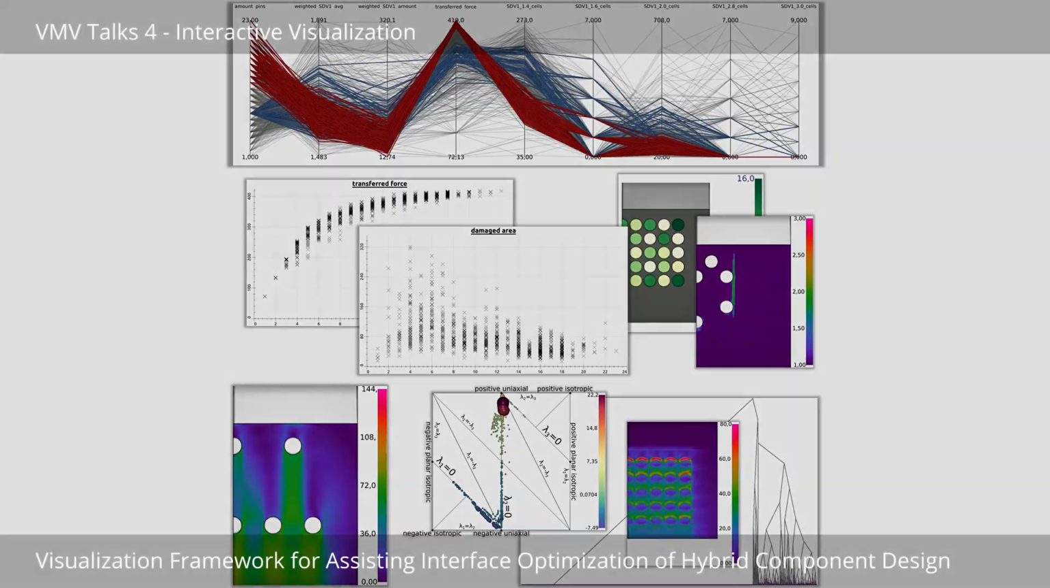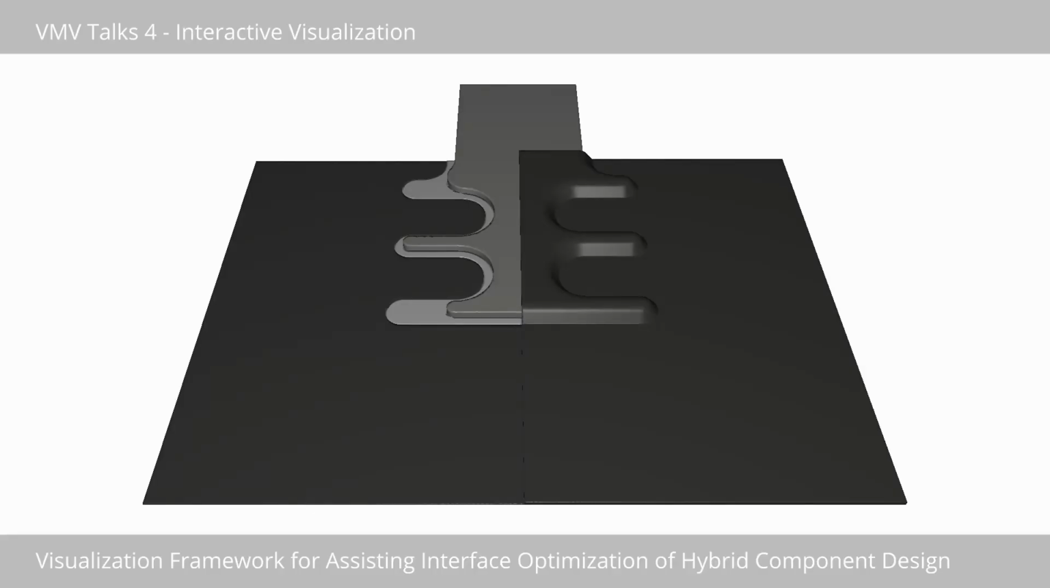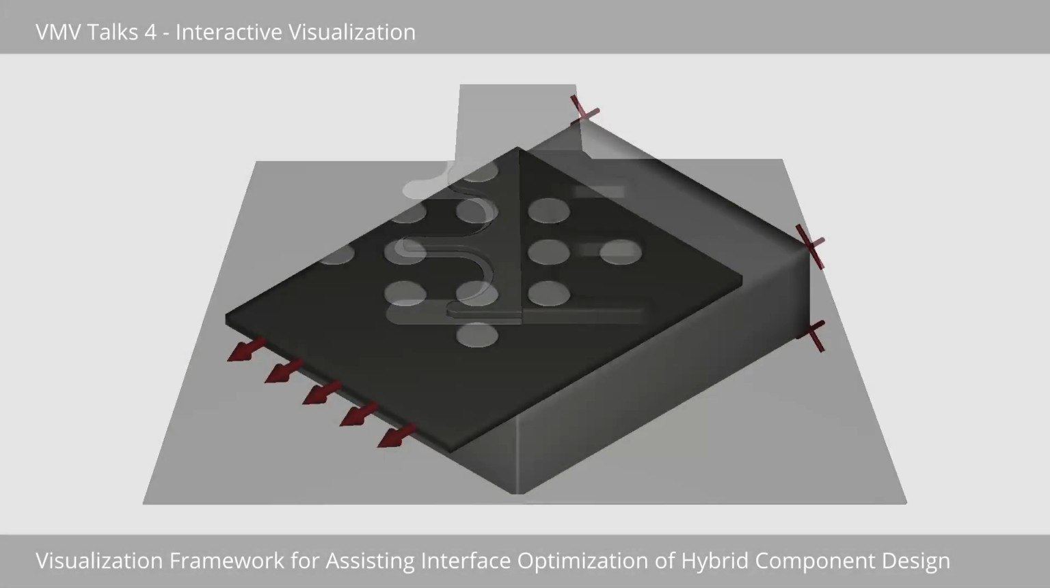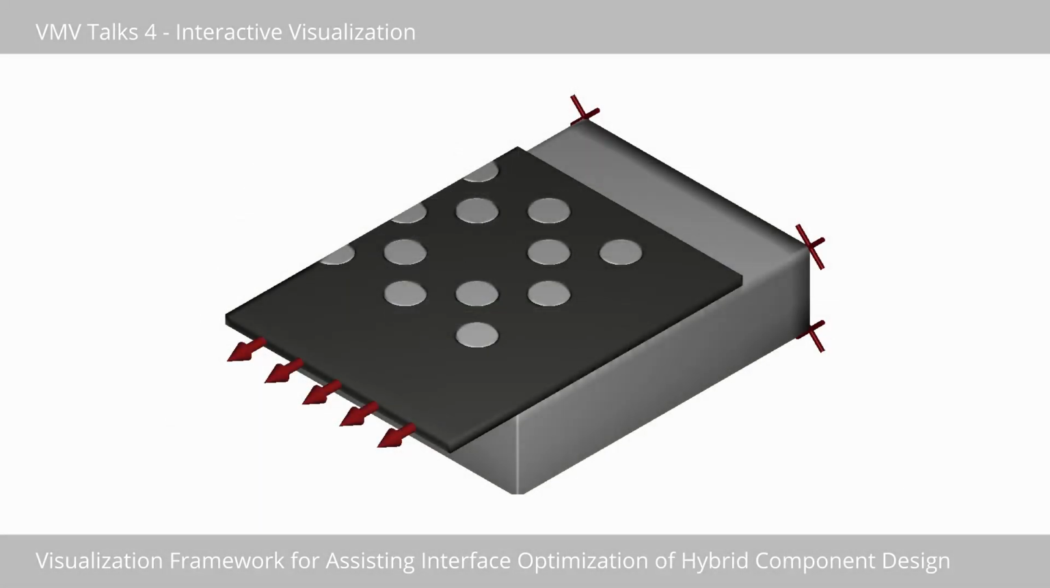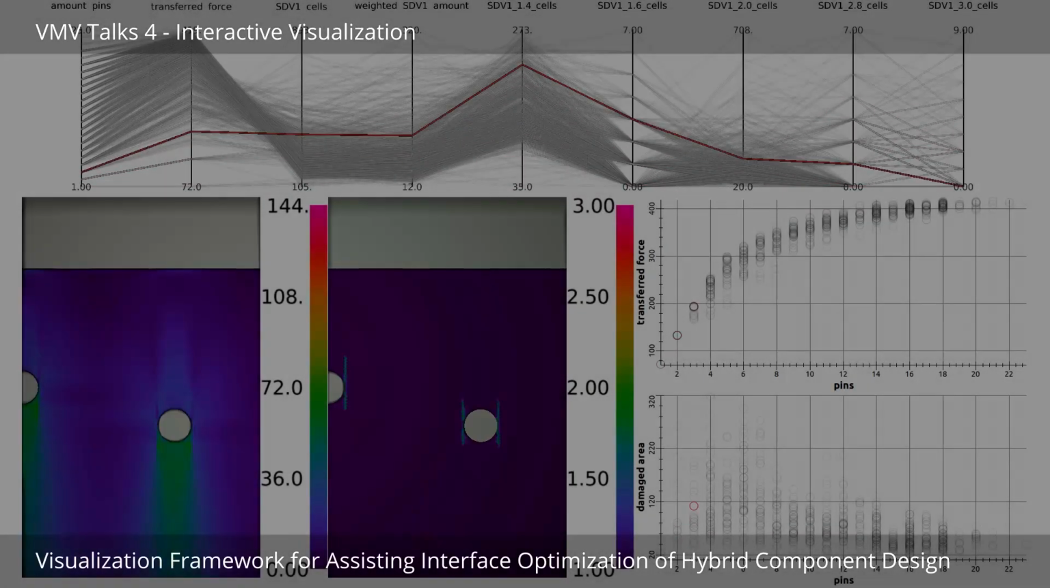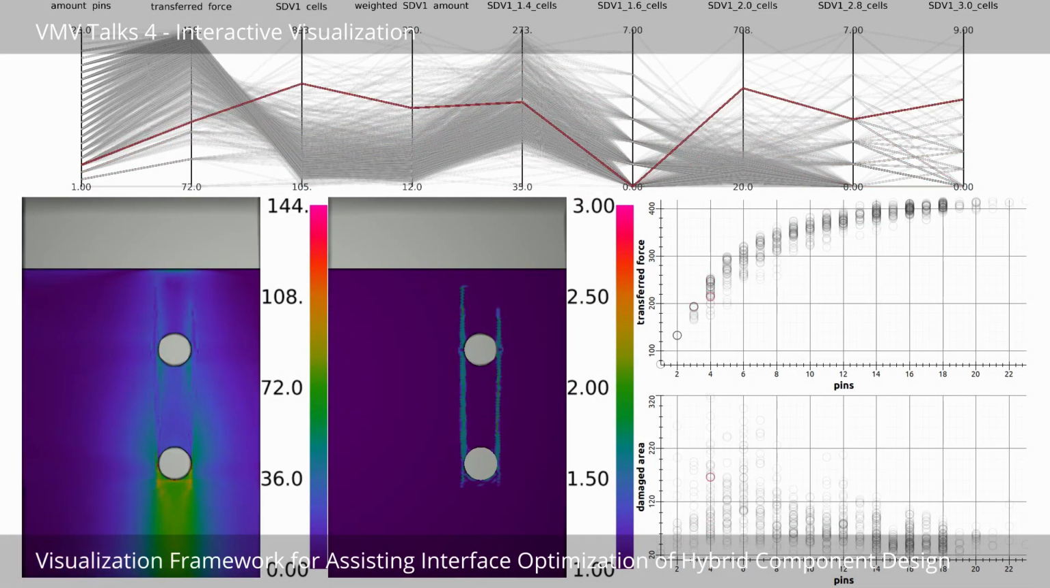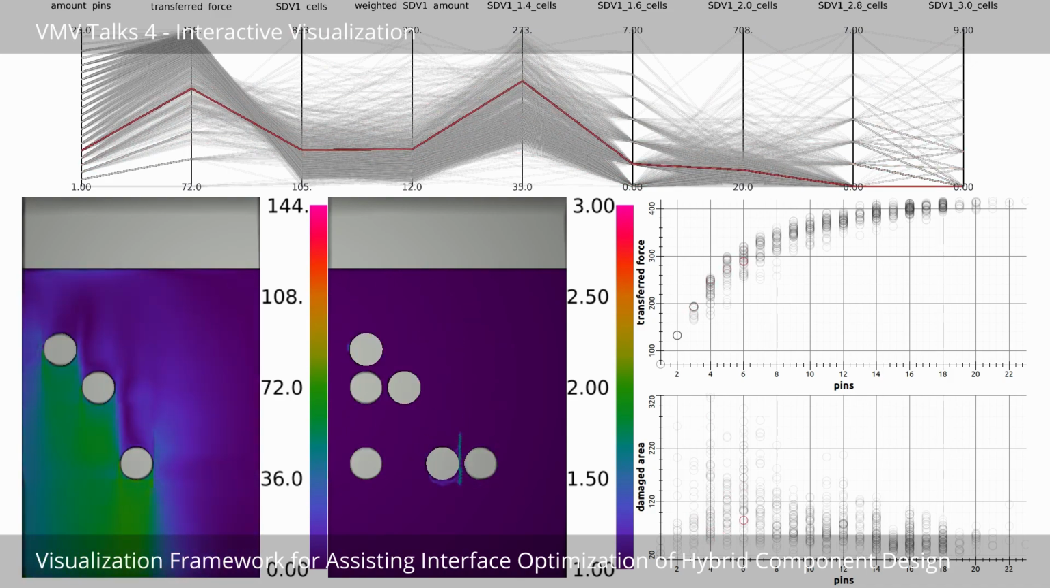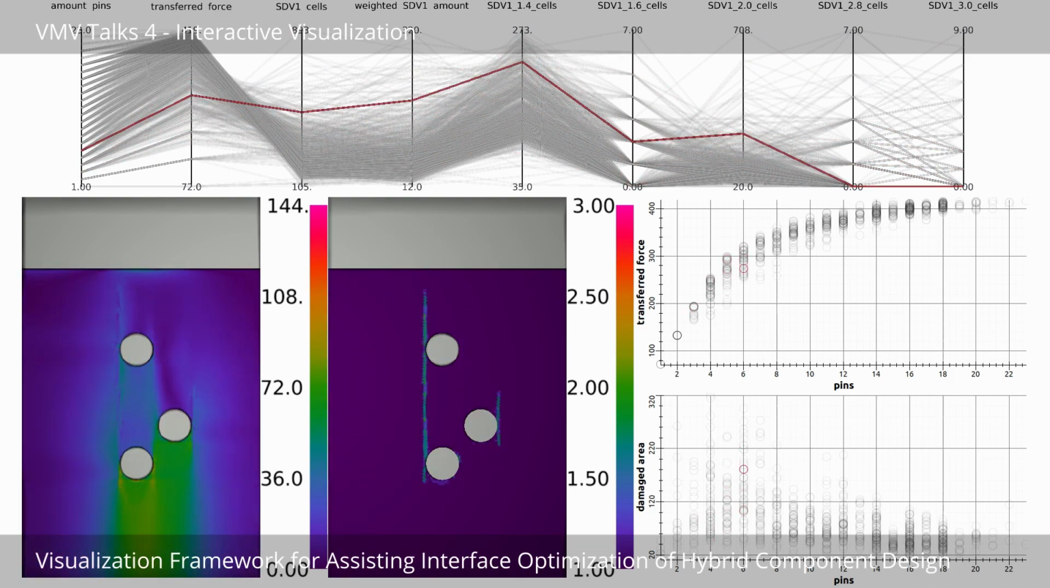In the talk we will present our work concerning a multi-material hybrid component from structural mechanics. This hybrid was designed to connect metal with carbon fiber reinforced polymers and needs further interface optimization. For this, over 1,000 simulations were run and needed to be analyzed adequately.